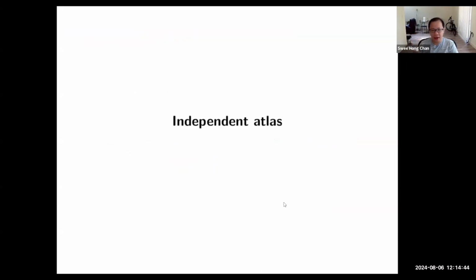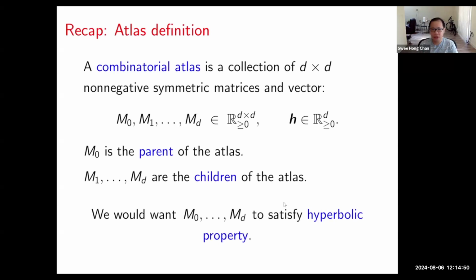Okay, now let me explain how we prove the independent matrix theorem, which is by using what we call the independent atlas. So here is a quick recap. A combinatorial atlas is simply a collection of d plus 1 matrices. They will be non-negative for simplicity, and symmetric. M0 will be the parent of the atlas, M1 through Md will be the children of the atlas, and there will also be an extra vector called h. This is also part of the input.